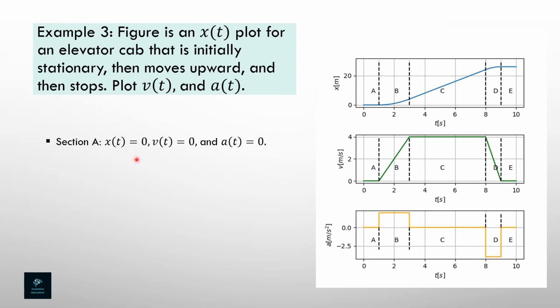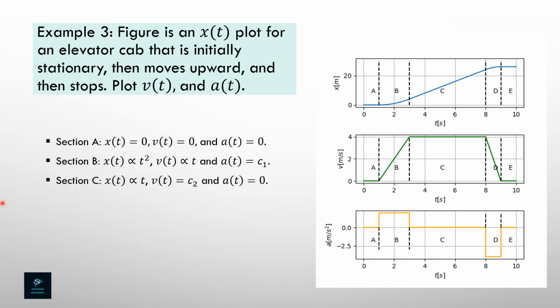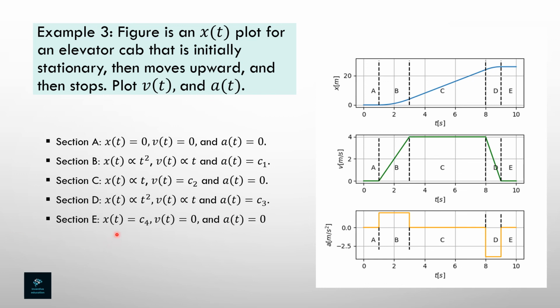In section A, position is 0, therefore velocity and acceleration are also 0. In section B, position is changing proportional to time square, therefore velocity is changing proportional to time and acceleration is constant. In section C, position is proportional to time, therefore velocity is constant and acceleration is 0. In section D, position is again changing with respect to time square, therefore velocity is proportional to time and acceleration is again constant in the negative direction. In section E, position is fixed, therefore velocity and acceleration are 0.